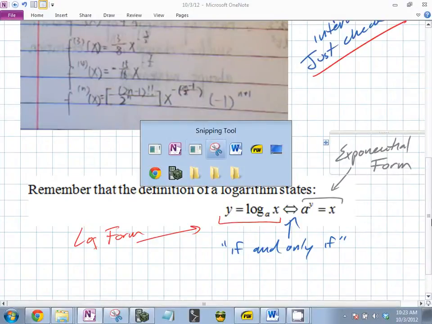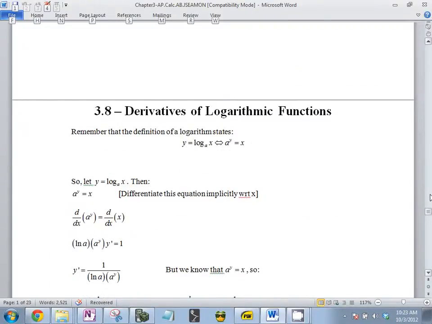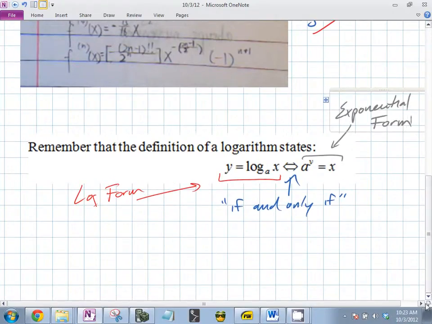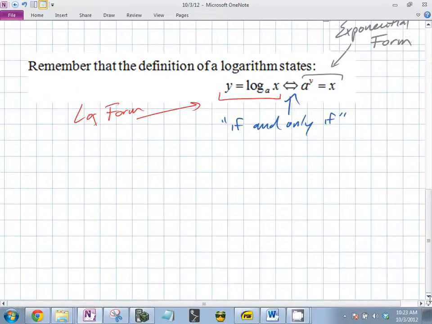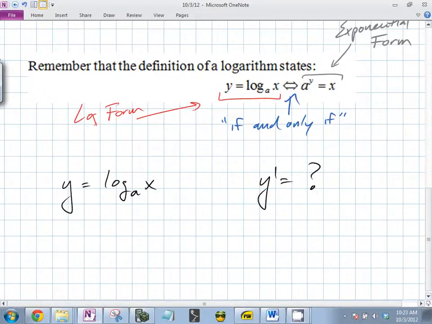Well, we've dealt with it a little bit before. You've dealt with logs before. This is not a totally new thing for you. You've kind of grown because you don't like them, but that's just how it is. Right now, if I gave you y equals log base a of x and asked you the standard question, what is the derivative of y? You don't quite know how to do that.